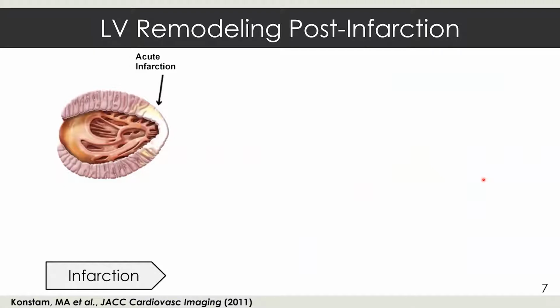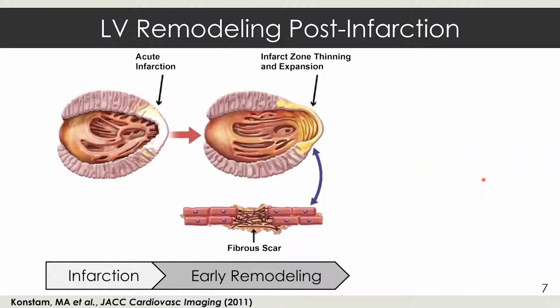Immediately after an acute event, the heart undergoes a complex series of inflammatory and cellular processes. Specifically, early in remodeling, fibrotic scar tissue begins to deposit in the infarcted tissue. This is a critical step because it provides mechanical rigidity, so you don't run into issues of left ventricular rupture. However, until the scar fully develops and deposits, these regions are very susceptible to infarct zone thinning and expansion.